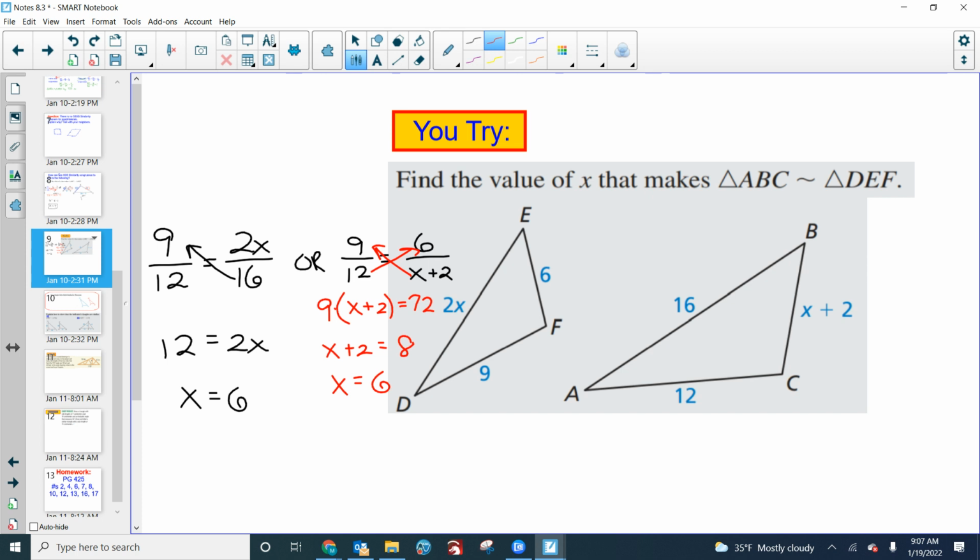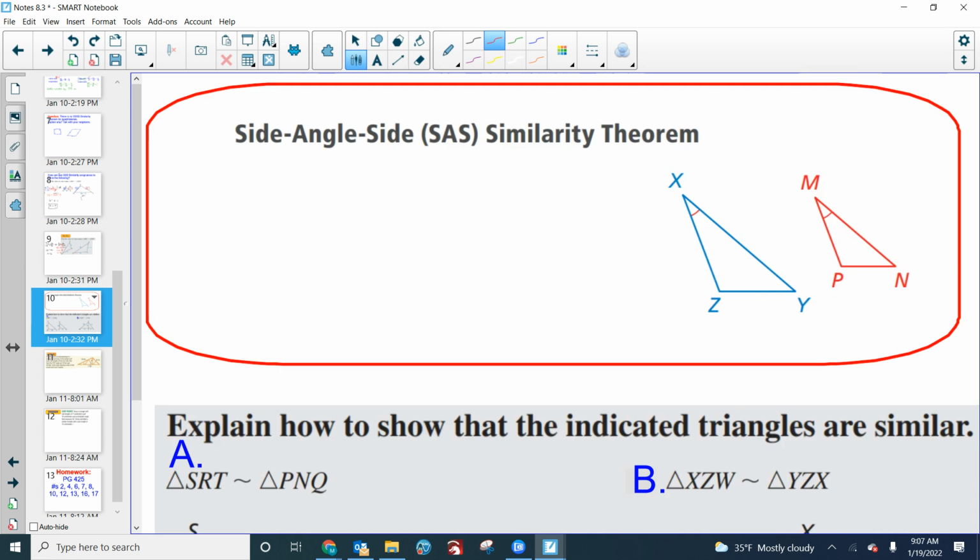Are you guys okay with that? Awesome. All right, moving on. Next. Last topic for today. We still have a couple more problems, but last topic is SAS similarity. Can anyone take a guess at what SAS similarity is going to say?